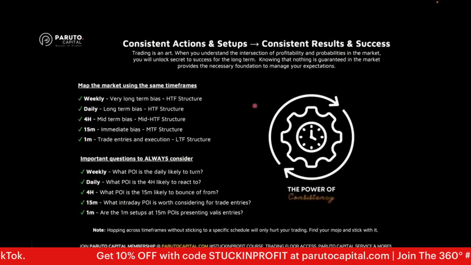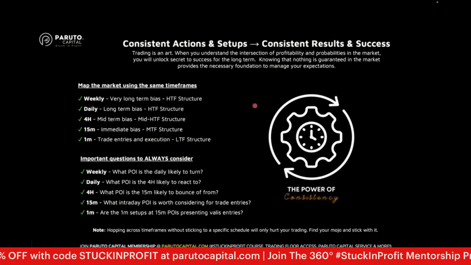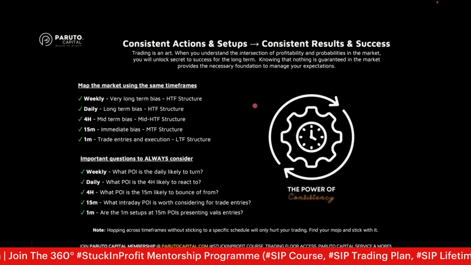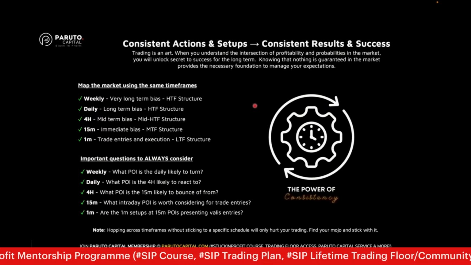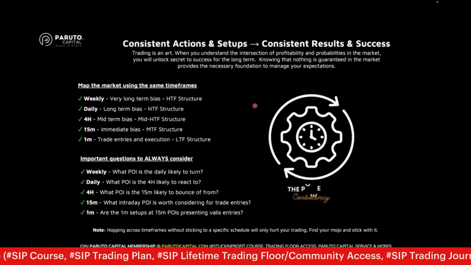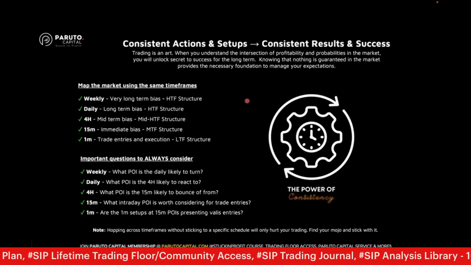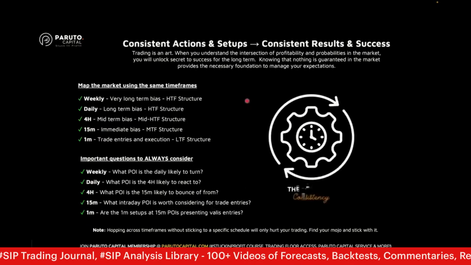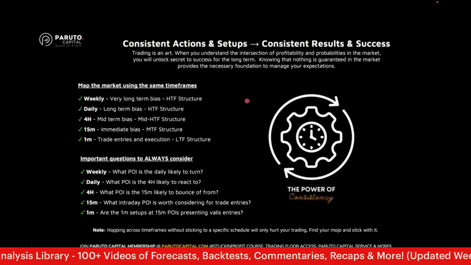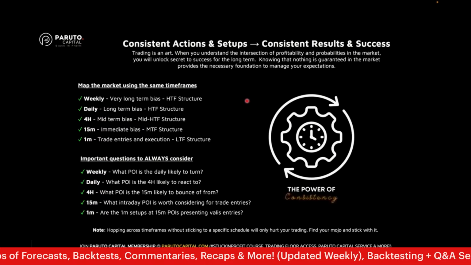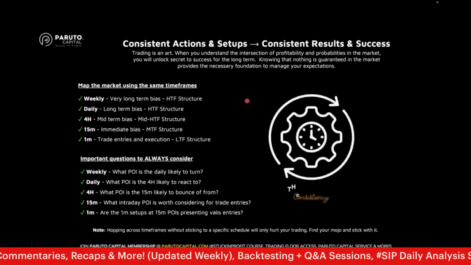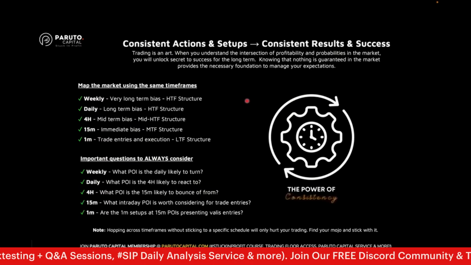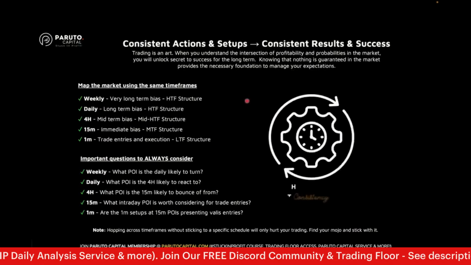All right. I want to believe you actually draw a ton of lessons from the walkthrough. Now the most important thing you have to draw from this is this: consistent actions, consistent setups will lead to consistent results and success. Trading is an art, right? And you have to understand the intersection of profitability and probabilities in the market. From the trade I took, you saw that the first setup ended up as a loss, but the second one gave us a win, right? So you must understand that if you map the market correctly, the same way every single time, eventually your edge is going to play out, and then you would have success, right?